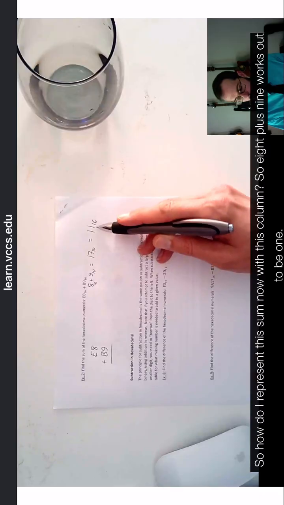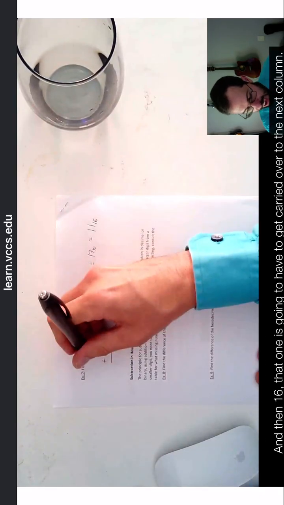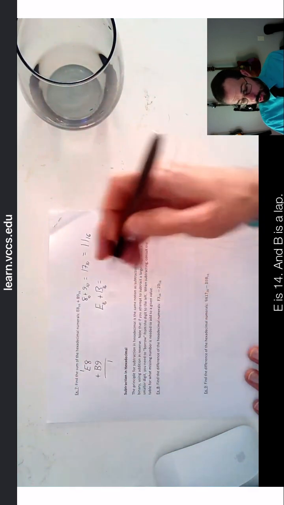So how do I represent this sum with this column? 8 plus 9 works out to be 1 and then a 1 in the 16s place. That 1 is going to have to get carried over to the next column. So in the next column, we're going to have to add E and B and then add 1 to that. So E plus B, you can go to the table on the preceding page, or you can just think about these things in terms of decimal numbers for a second. E plus B, those are hexadecimal numbers.